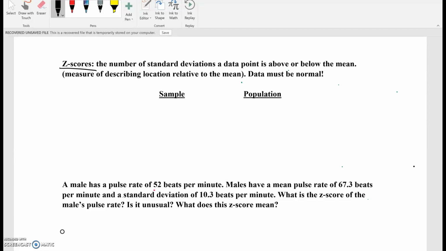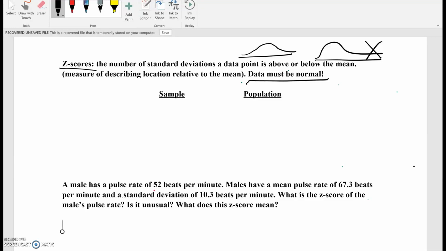So we require that our data must be normal. So right off the bat, we need to make sure that our data kind of looks like a bell curve. Okay, if it looks something else, then we can't really talk about z-scores. So if you have data that looks skewed, something like that, then z-scores are not going to be okay. It's not really useful.